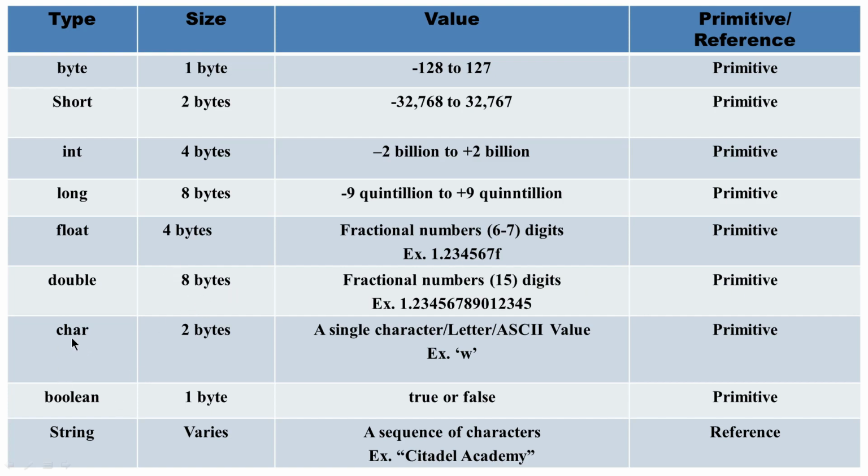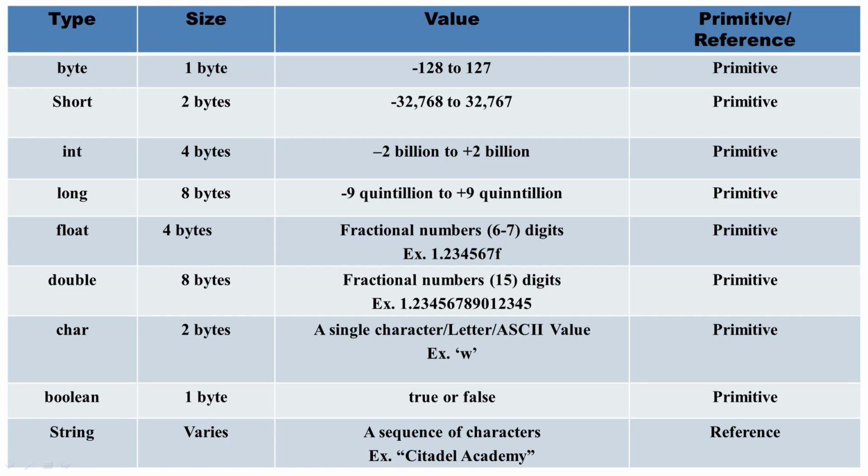We have the character, or as we prefer to call it, char. It stores a single character, a letter or an ASCII value, and it is a primitive data type. The size it occupies is 2 bytes. We have the Boolean data type. The Boolean data type only stores 2 values, true or false, and it is a primitive data type. The size it occupies is 1 byte. And we have the string data type. The string data type stores a sequence of characters, and it is a reference data type. The size of the string data type varies.